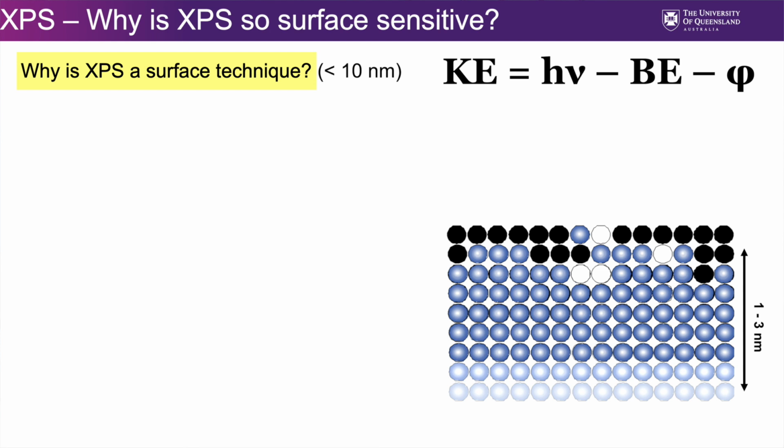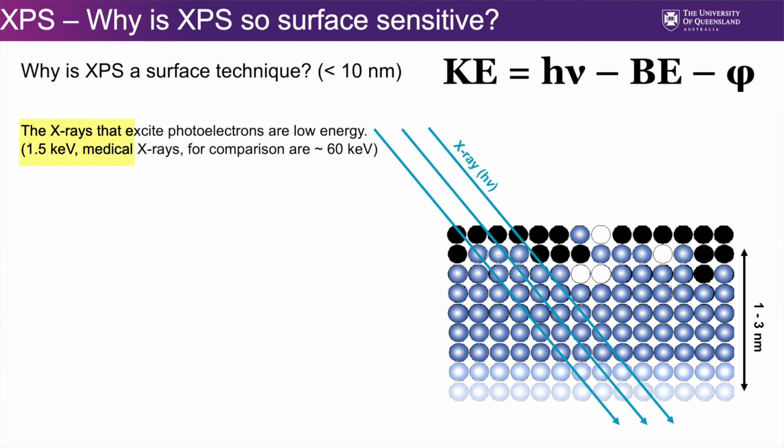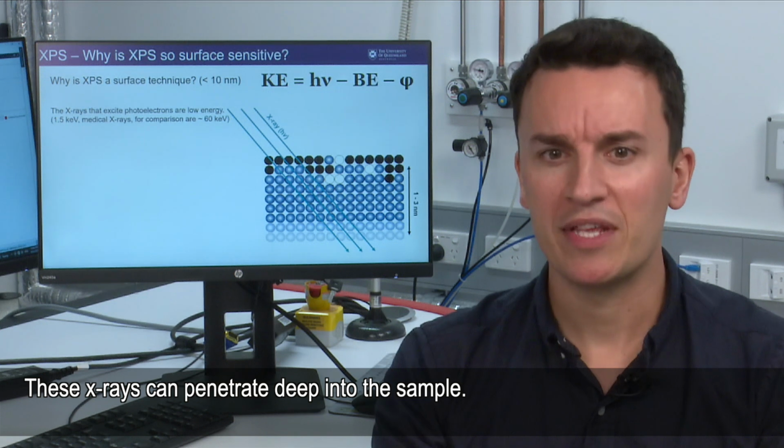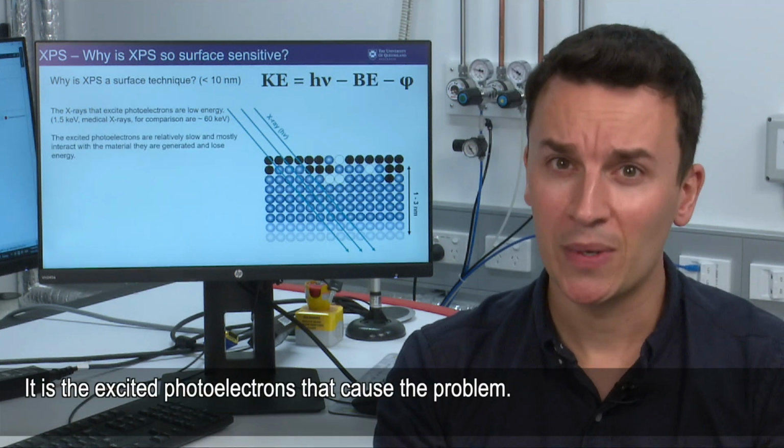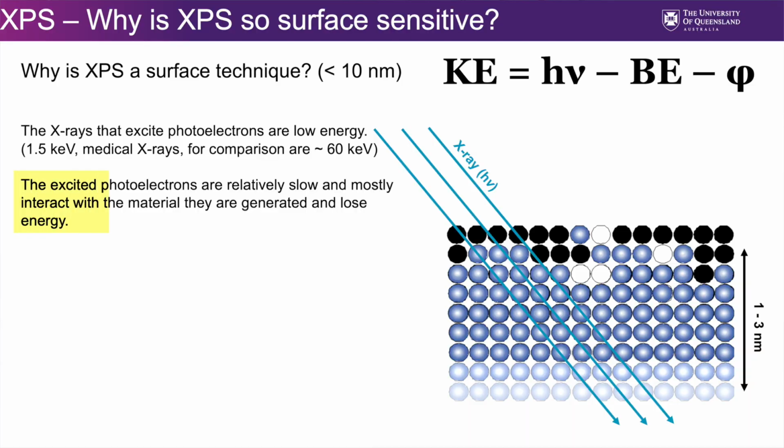Why is XPS so surface sensitive? We say it's the top 5 to 10 nanometers of a sample. The X-rays that excite the photoelectrons are low energy, much lower than medical X-rays. But these X-rays can penetrate quite deeply into the sample. However, it's the excited photoelectrons that cause the problem. The excited photoelectrons are relatively slow, and these mostly interact with the material on the way out.